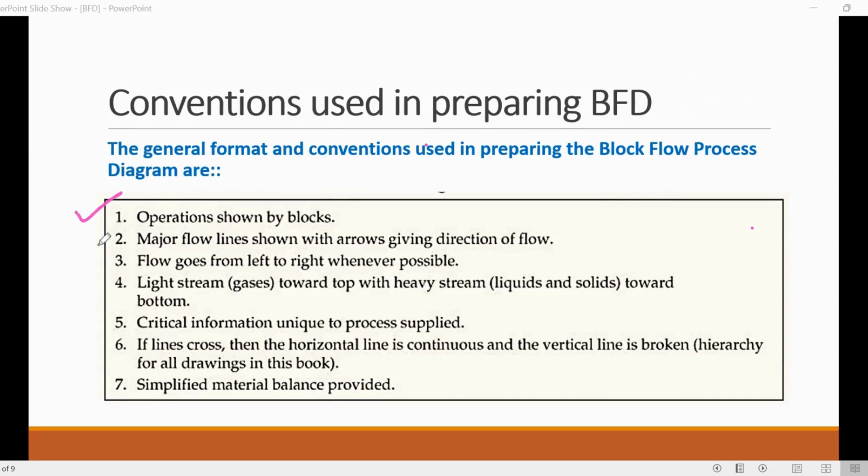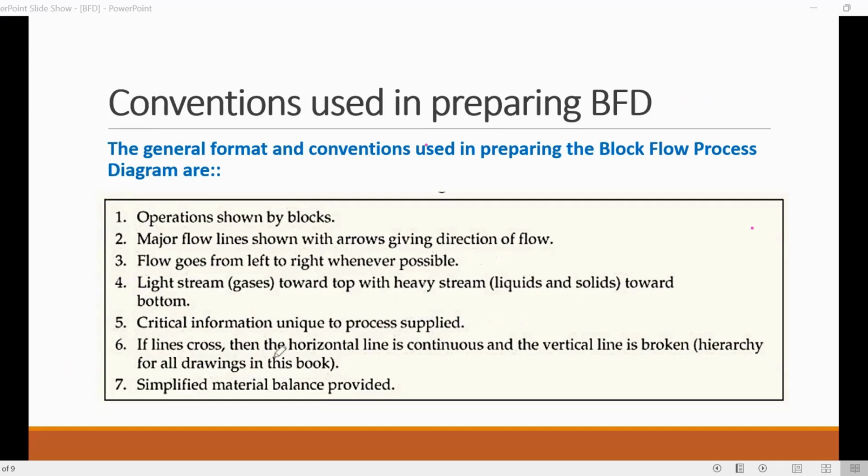Operations are shown by blocks. Major flow lines are shown with arrows giving direction of flow. Third, flow goes from left to right whenever possible. Fourth, light streams, that means gases, go toward the top, with the heavy streams, liquids or solids, toward the bottom. Critical information unique to the process is applied, and no more details of the equipment or instruments.